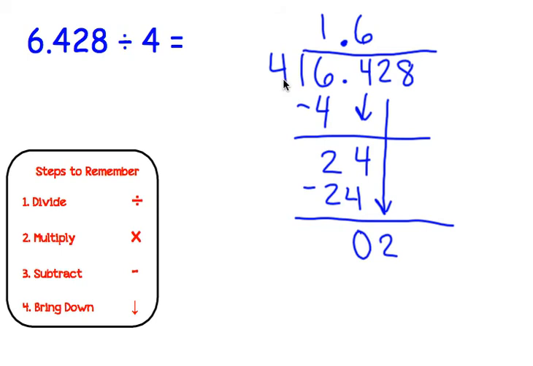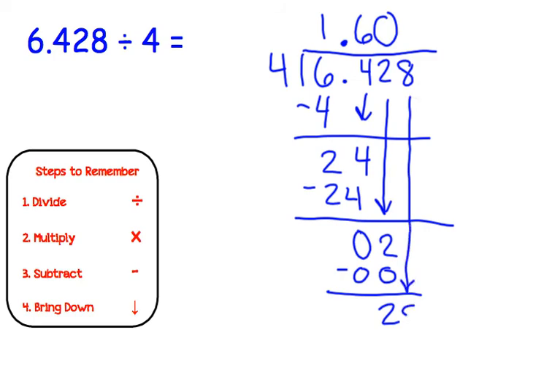Now we're going to start again. Well, 4 doesn't go into 2, so we're going to add a 0 up top there. And then we can go through the steps of multiplying again. So 4 times 0 is just 0. We subtract. We end up with 2. And now we bring down the 8. Again, we're going through these steps over and over again. So 4 goes into 28 7 times perfectly. 4 times 7 is 28. We subtract 28 minus 28 and get 0. So the answer to this long division problem, 6.428 divided by 4 equals 1.607.